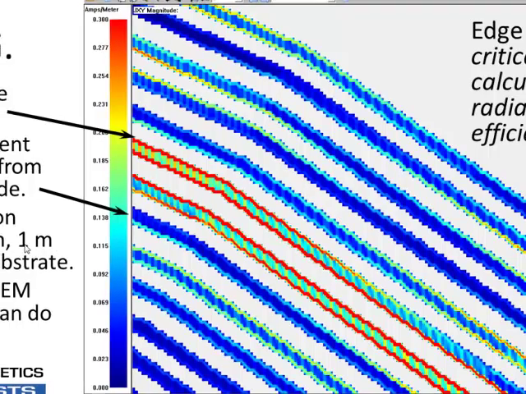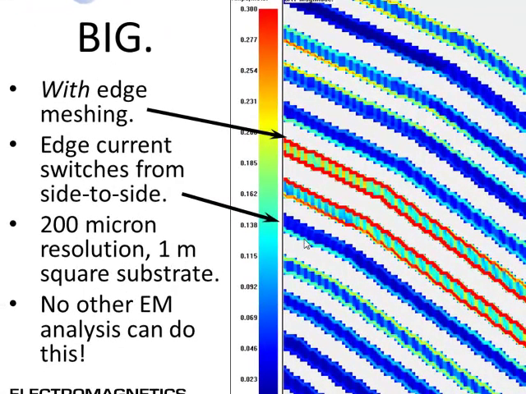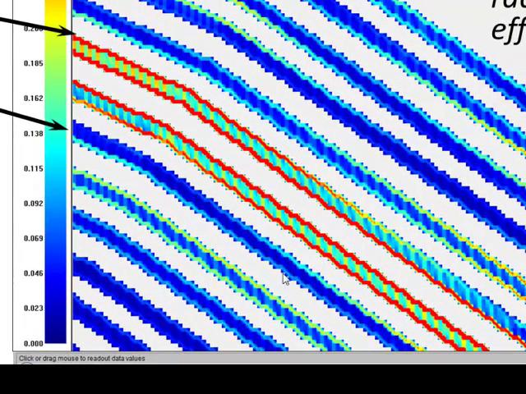The 200 micron resolution on a 1 meter square substrate allows us to include the edge meshing, including the effect of the high edge current flipping from one side of the line to the other side of the line. It flips back and forth as you go around the turns. And this again is critical for properly modeling radiation efficiency. With the combination of a 1 meter square substrate and 200 micron resolution and a 100 turn spiral inductor with edge meshing, I think we can say no other EM analysis can do this degree of complexity.